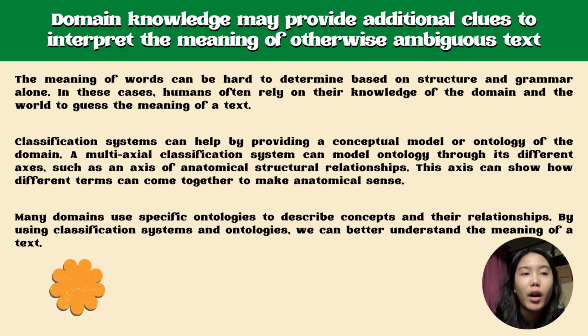The meaning of words can be hard to determine based on structure and grammar alone. In these cases, humans often rely on their knowledge of the domain in the world to guess the meaning of a text. Classification systems can help by providing a conceptual model or ontology of the domain. A multi-axial classification system can model ontology through its different axes, such as an axis of anatomical structure and relationships. This axis can show how different terms can come together to make anatomical sense. Many domains use specific ontologies to define or describe concepts and their relationships. By using classification systems and ontologies, we can better understand the meaning of a text.